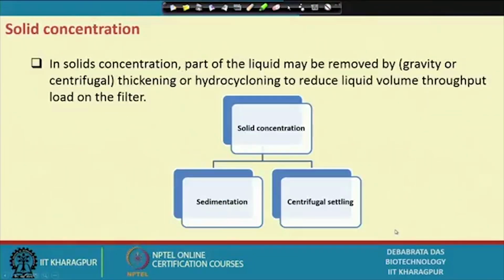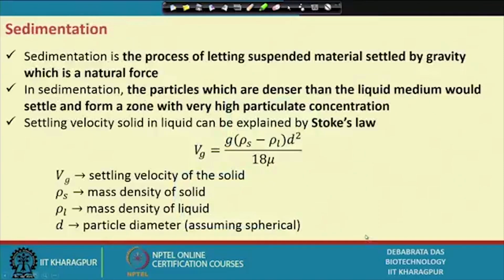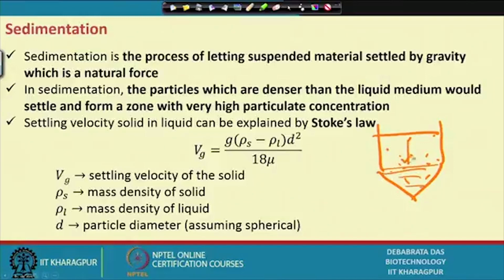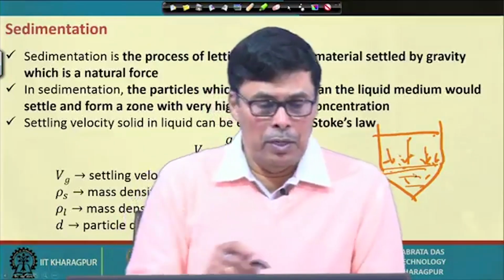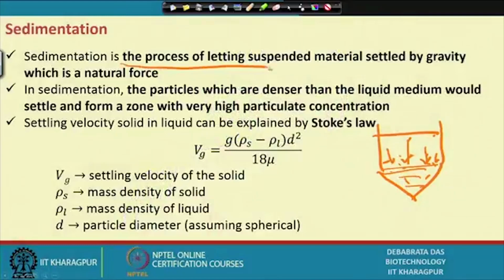Now solid concentration can be done in two ways. One is sedimentation, another is centrifugation. In case of sedimentation, I told you that suppose this is a vessel, and you keep the suspended particles like this. So what will happen with respect to time? You will find these particles will settle down like this. Am I right? Now this settling of the particles is due to the gravitational force. So sedimentation is the process of letting the suspended particles settle by gravity, which is a natural force.